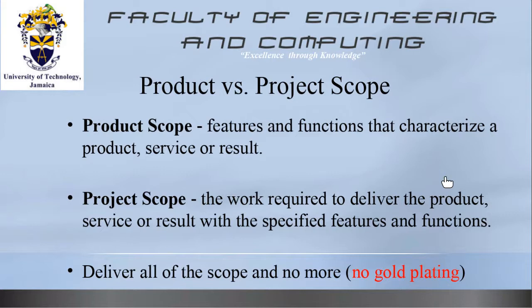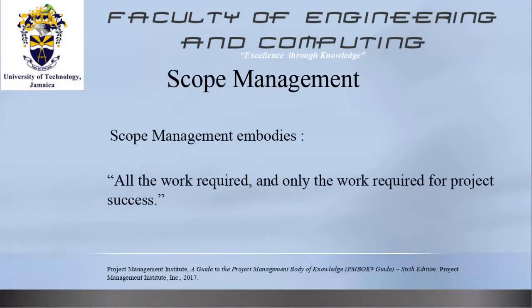All right, so we have defined product scope and project scope, right? But we have not fully defined what scope management is all about. When I spoke to you about gold plating just now, the definition is inherent in what scope management is, because scope management by its nature embodies all the work required and only the work required for project success. So when we speak about scope management, that is where our focus should be: all the work required and only the work required for project success.